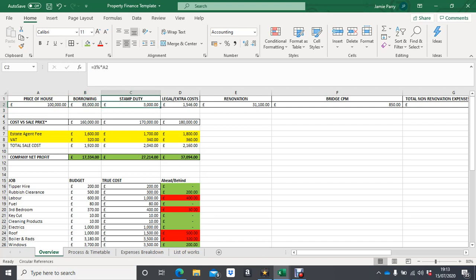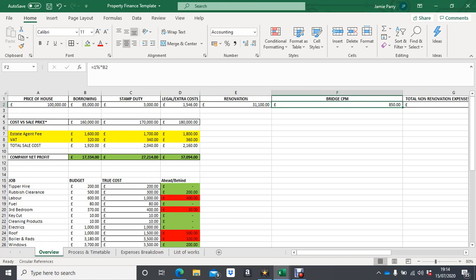The stamp duty on that. So the stamp duty is on the full price, and that is from the point of view of borrowing from a company. So we're buying this in a company, hence why the stamp duty is still there. Legal costs we'll get onto in a sec. Renovation costs we'll get onto in a sec.